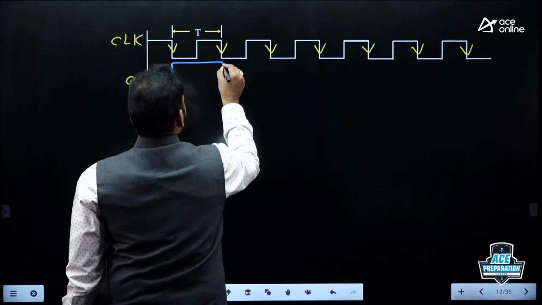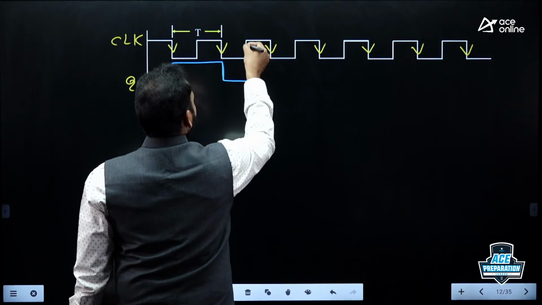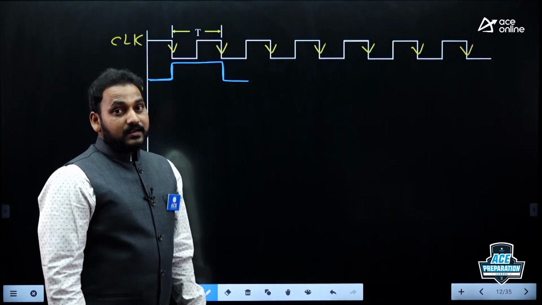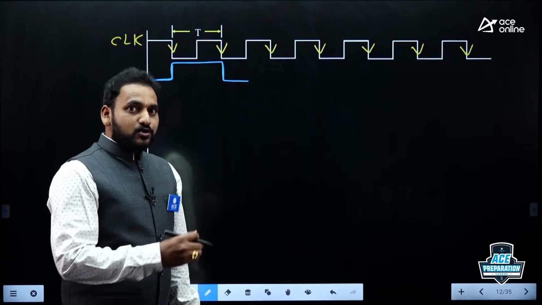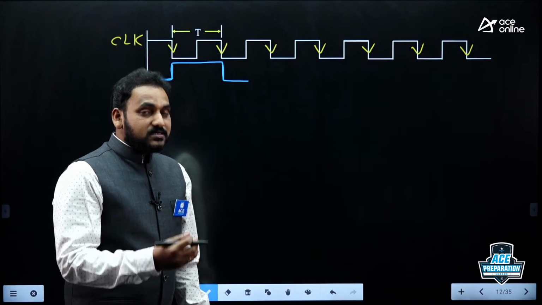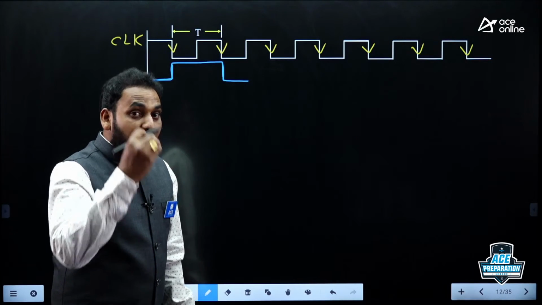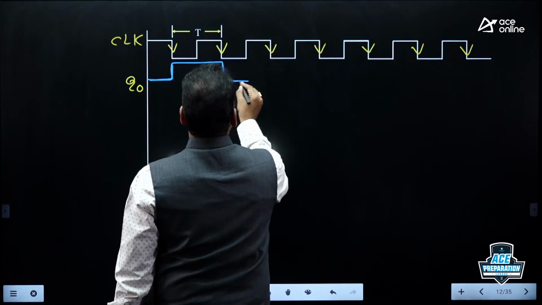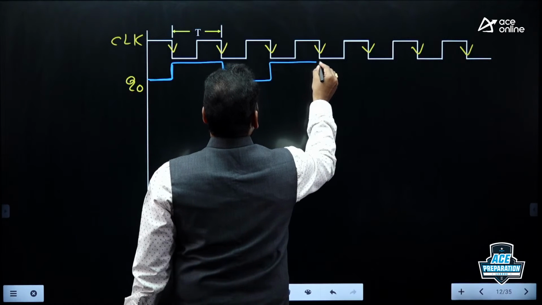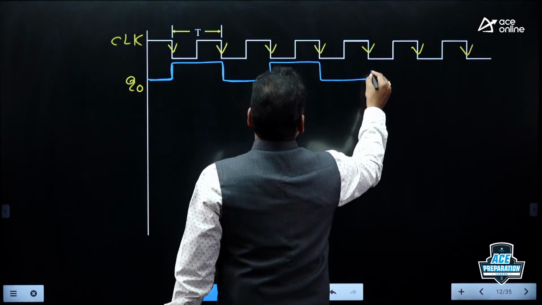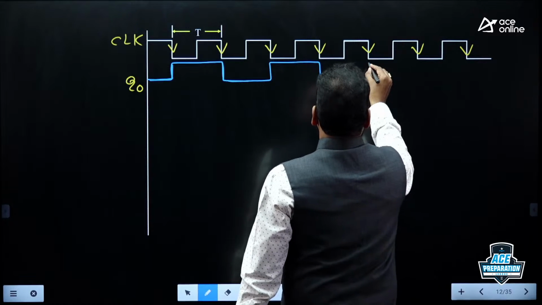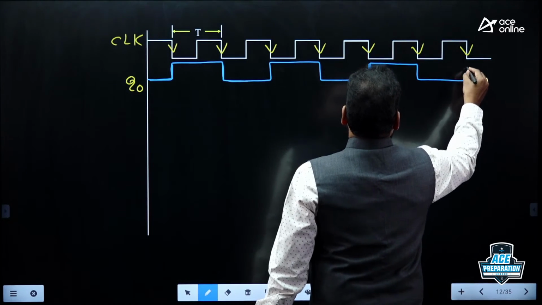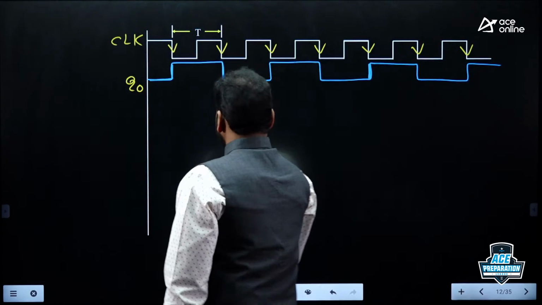So this is a falling edge. It will toggle. Can you tell me at this edge, can it toggle? Yes or no? No. At every edge, it is not going to toggle. I did not say at every edge. I said it will toggle at every falling edge. Right? Falling edge means 1 to 0 transition, like this. So again, like this.